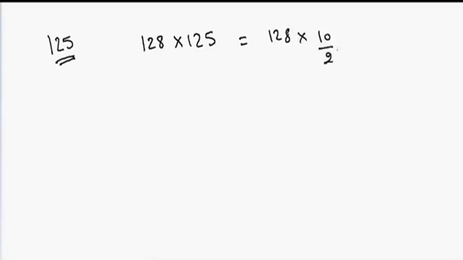If we have to multiply by 125, how do I multiply by 125? I'll take an example. 128, I want to multiply by 125, then that can be written as 128 into 10 by 2 into 10 by 2 into 10 by 2. So we have to divide 128 by 2 three times, or we can divide it by 8. So 128 by 2 is 64, half of 64 is 32, and half of 32 is 16. So the answer will be equal to 1600 and one more zero.